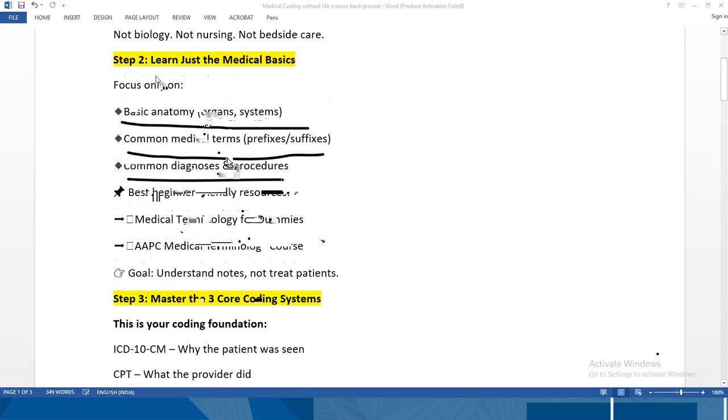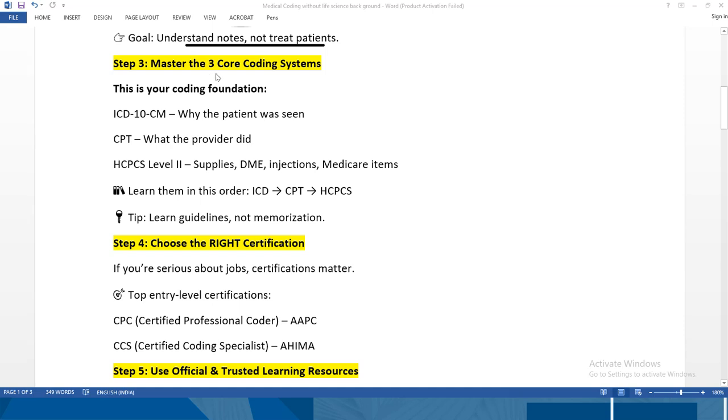If you want to learn medical coding, you need to master 3 core coding systems. What are they? The first one is ICD-10-CM. Mostly we use ICD-10-CM diagnosis codes for why the patient was seen, the reason for the encounter, or the reason for the procedure. Next we have CPT, what the provider did. So this is the condition for which the patient was admitted to the hospital. Next, what the physician did: using CPT, we code what the physician did.